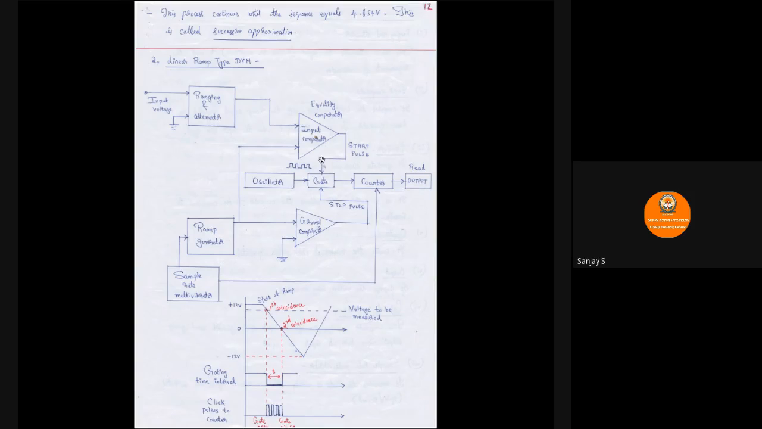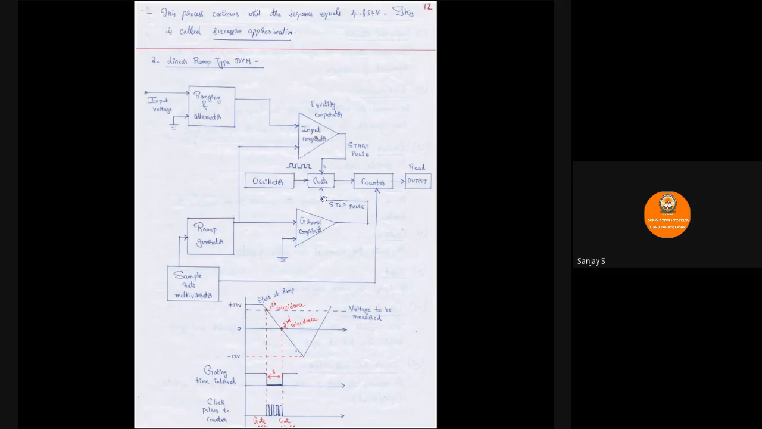Once the start pulse is generated, it will trigger the gate and the gate will open, and the oscillator, which will be generating the clock pulses, will be fed to the counter. Counter starts to count the number of clock pulses. Then the ramp signal continues to vary. At some point of time, the ramp signal will be equal to 0 when it is crossing the x-axis. At that point of time, the ground comparator will be active because the ramp signal is continuously compared with ground or 0 volts. When both the inputs are equal, it is going to trigger the stop pulse. That is called the point of second coincidence.